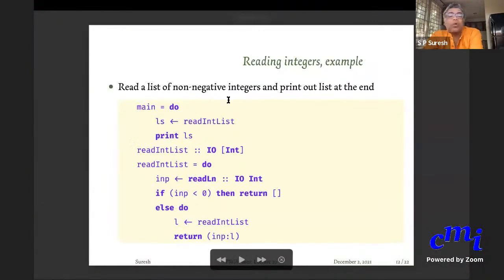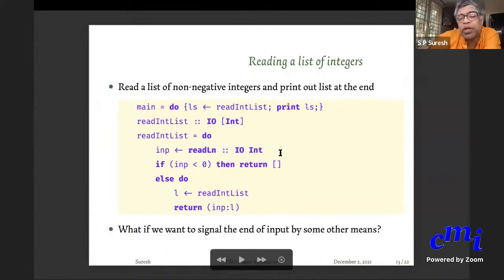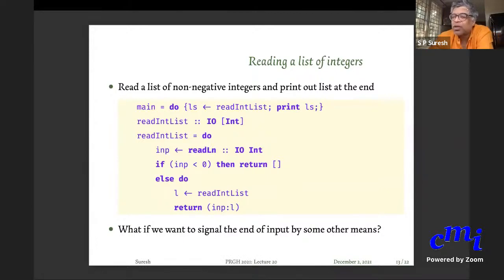Yes. Now, what if you want to signal the end of the input by some other means? This is unsatisfactory, because it means that if your list of integers contains a negative number, it will immediately stop. Then your list will not even be allowed to contain negative numbers. You want to signal it by other means. Typically, you will signal it by Control D or whatever, some way by which your input will end.